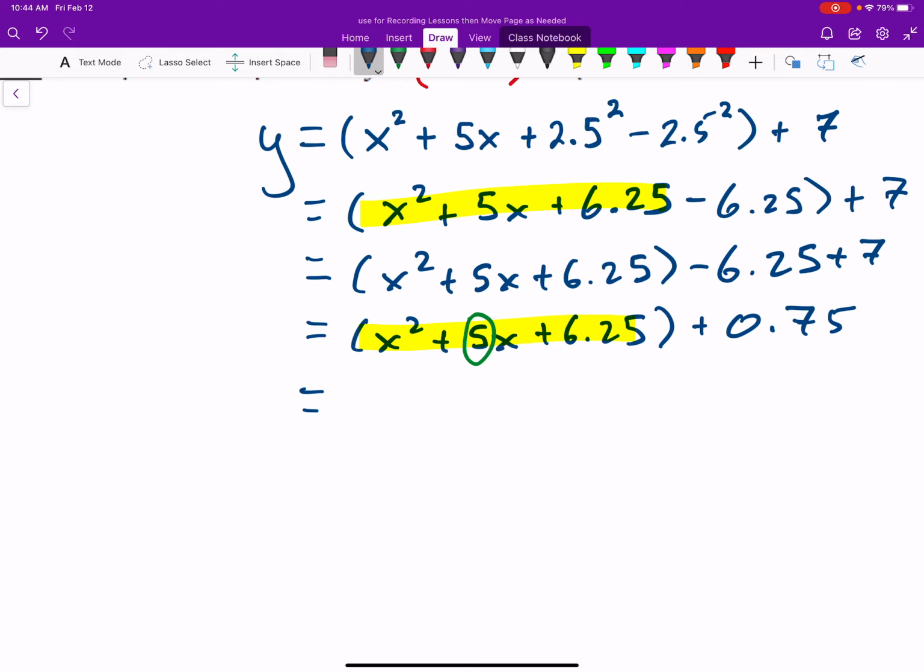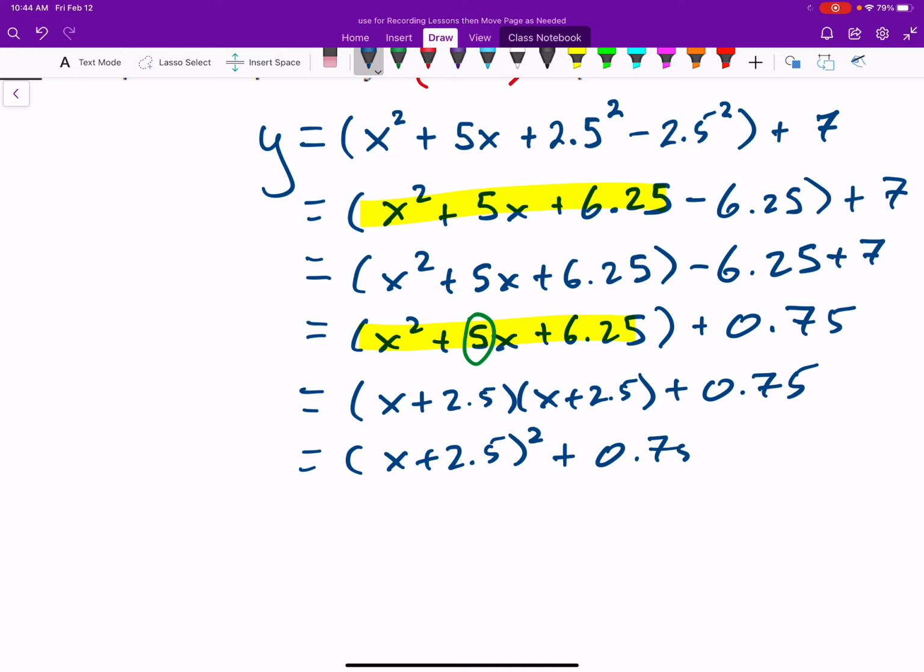So it's always half of what is inside the brackets with that x term. Half of 5 in this case is 2.5. So it would be x plus 2.5 times x plus 2.5, which can be written as x plus 2.5 squared, and then I have the 0.75 on the end, and that's vertex form. So the exact same thing works whatever format you're in, whether it's decimal or not.